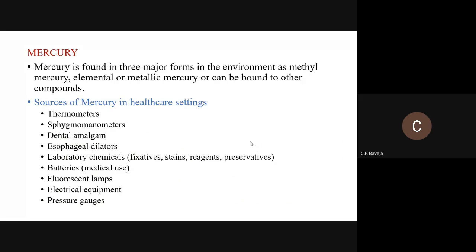Then coming to mercury as a chemical. Mercury is found in three major forms in the environment: as methyl mercury, as elemental or metallic mercury, or bound to other compounds. So what are the sources of mercury in healthcare settings? Thermometers, sphygmomanometers, dental amalgam, esophageal dilators, laboratory chemicals like fixatives, stains, reagents, preservatives, batteries for medical use, fluorescent lamps, electric equipment, pressure gauges.